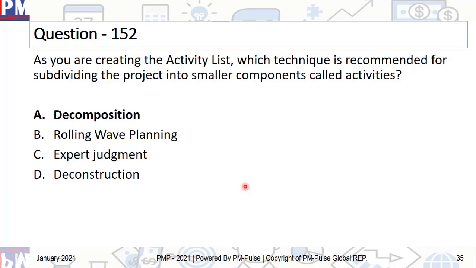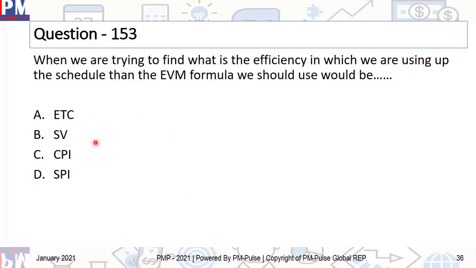And the correct answer is decomposition. Right? So what is decomposition? Breaking down. And I told you decomposition is found only in two processes out of all 49 processes. One is create WBS and the other one is define activities. Perfect.